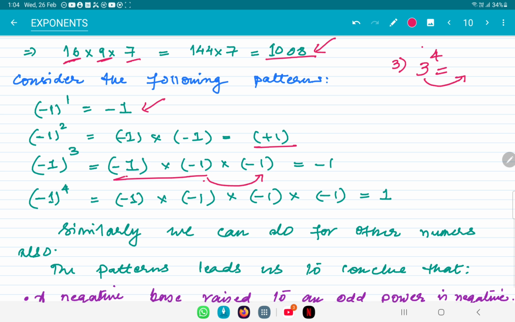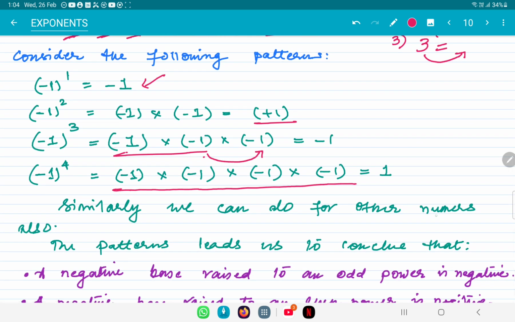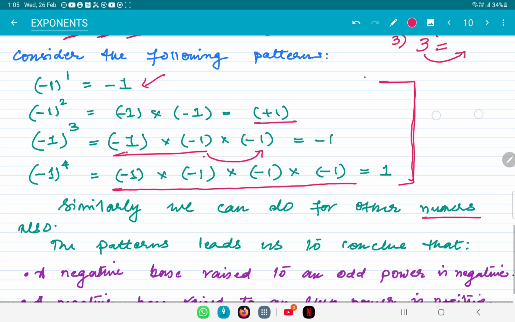If minus 1 is multiplied 4 times, how will we do it? We will write minus 1 in the form of a product 4 times, so we get 1. Similarly, we can do other numbers or digits also. So in this pattern, sometimes we are getting minus 1 and sometimes we are getting plus 1.